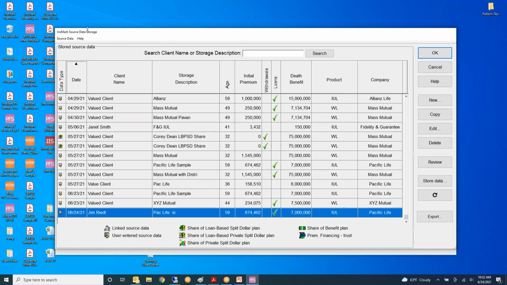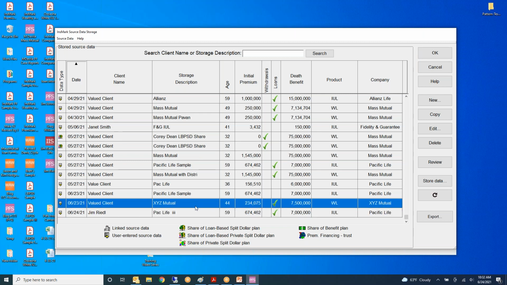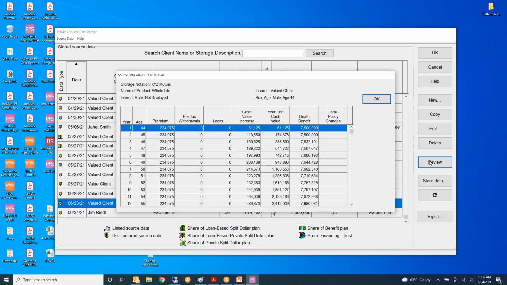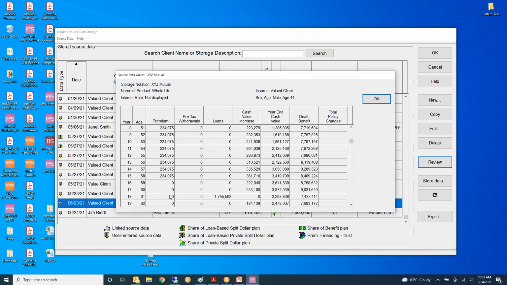You are now in the source data storage file area. And it is not this case that I want, but rather this one, okay? This is a whole life policy, and you can review it to make sure you pick the right one. See, this is $234,075 premium for 15 years, 7.5 initial death benefit, and you see in year 18, $1.7 million loan is coming out to pay back half of the loan to the bank, okay?